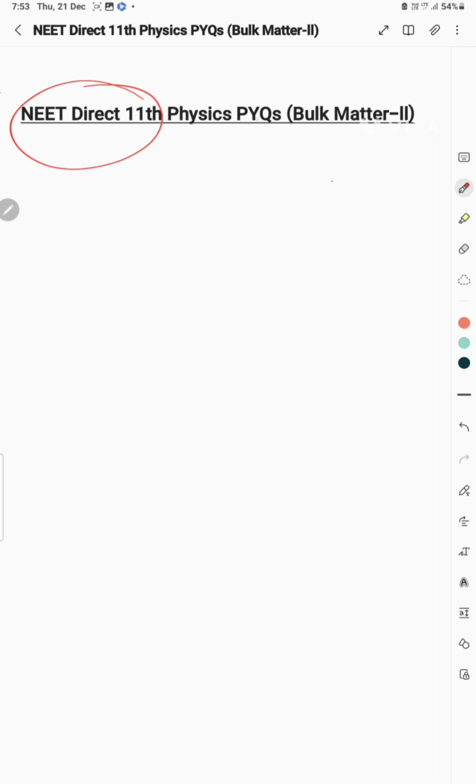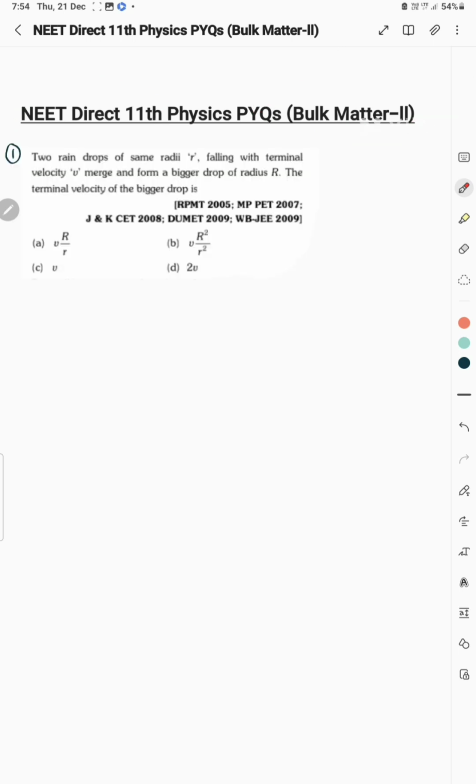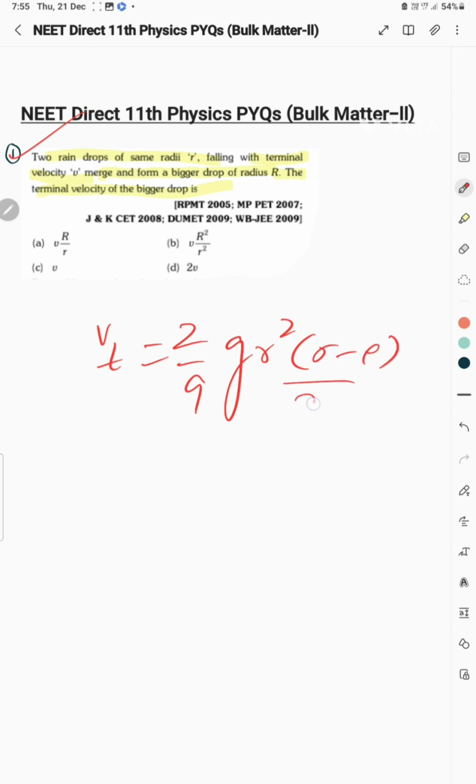Today we shall discuss the previous year questions answered in various competitive examinations from the chapter of Properties of Bulk Matter part 2nd. So let's start from question first. Two raindrops of same radius small r falling with terminal velocity v merge and form a bigger drop of radius capital R. The terminal velocity of the bigger drop is, that is, in other words, हमें terminal velocity का formula ये use करना है, this one, right?